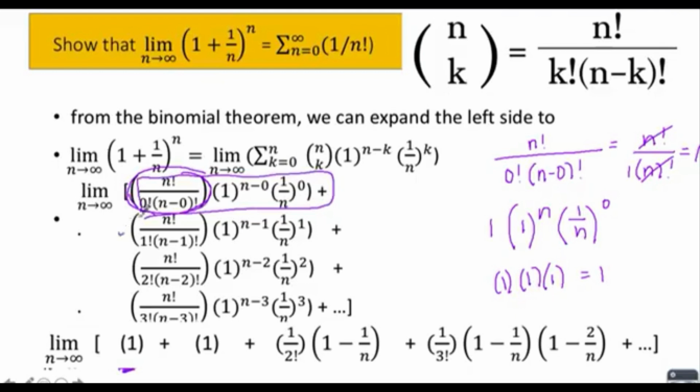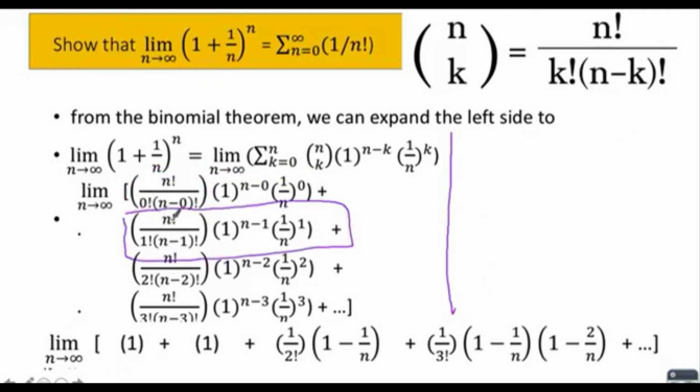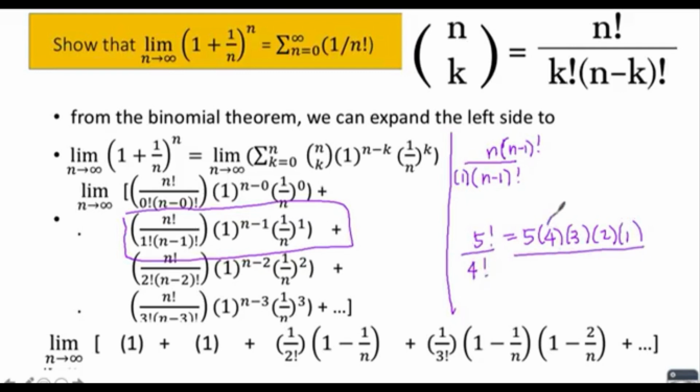Then let's compute the second one. So now let's compute this part. So what's the value of this part? So you have n factorial over 1 factorial. What is 1 factorial? 1 factorial is 1. And then you have n minus 1 factorial. Now the technique here is, if you have n factorial and if you have n minus 1 factorial here, you can expand this to n times n minus 1 factorial. Because remember, if you have 5 factorial, that means 5 times 4 times 3 times 2 times 1. But if you have 5 factorial over, let's say 4 factorial, you do not have to expand this anymore because you have a 4 factorial here.